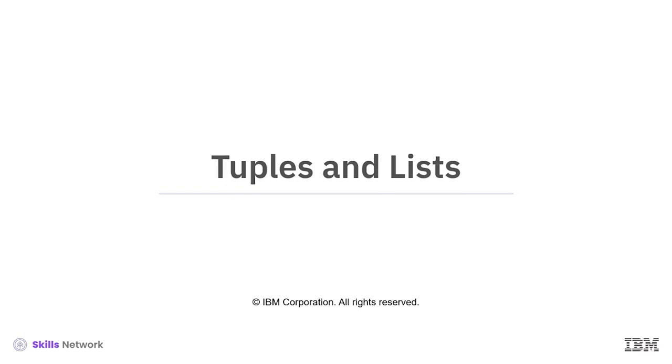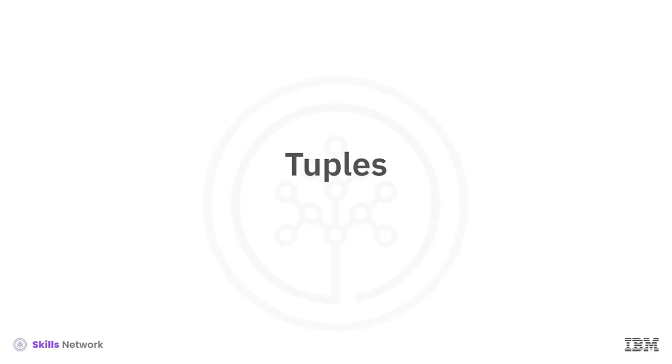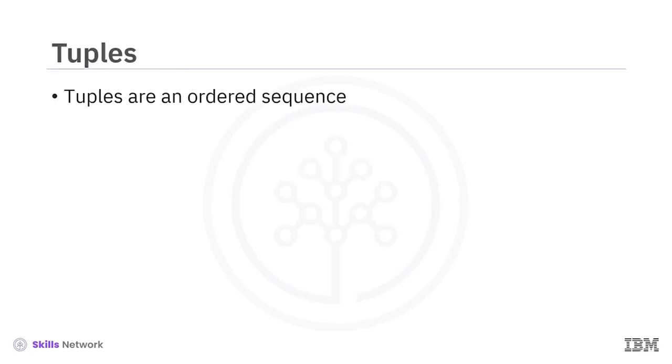In this video, we will cover lists and tuples. These are called compound data types and are one of the key types of data structures in Python. Tuples. Tuples are an ordered sequence.